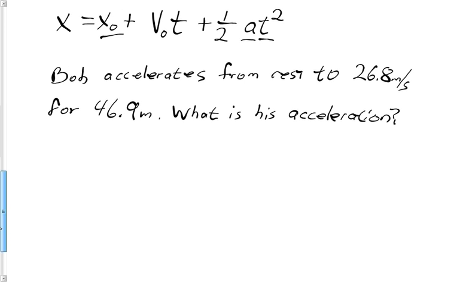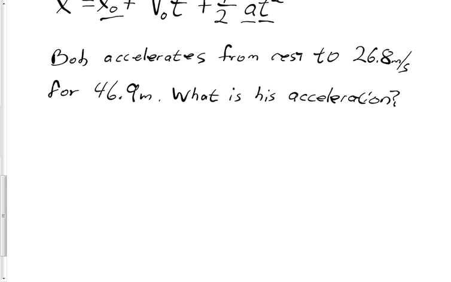So now I'm going to go through the same process. I'm going to write down the given and unknown. So the things that are given is that v naught, again, is 0 meters per second. So he goes from rest to a final velocity of 26.8 meters per second.